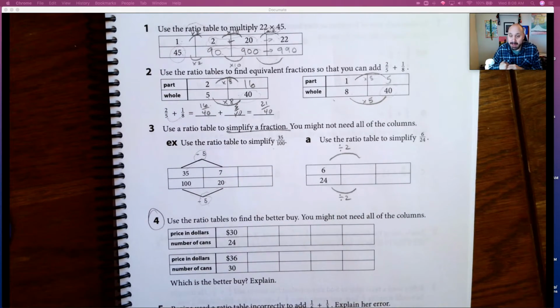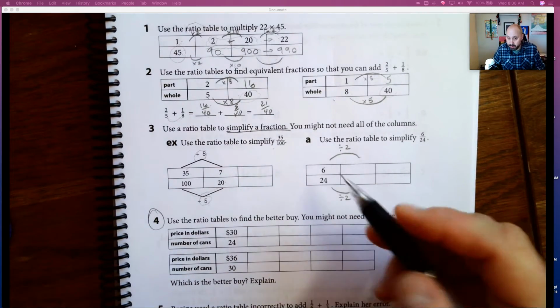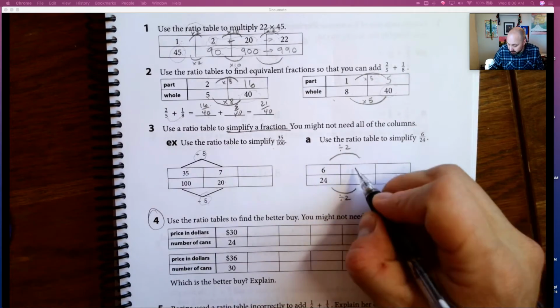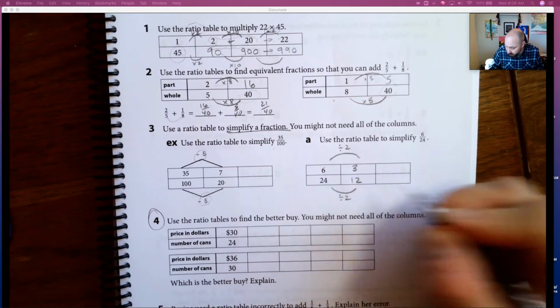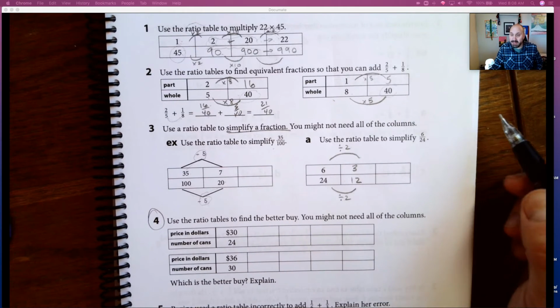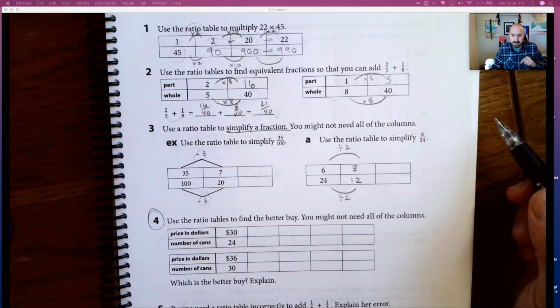If you already see that, go ahead and write that down. You don't need to follow Mr. Mac on this, but I'm just going to slowly work through this one. So 6 divided by 2 is 3, and 24 divided by 2 is 12. So now we're at 3/12. We can go smaller, folks. We can go even smaller.